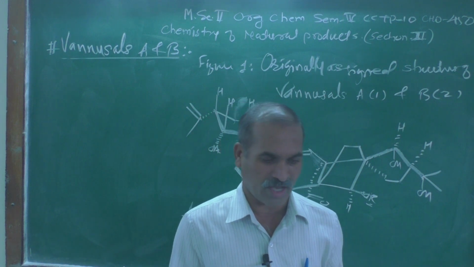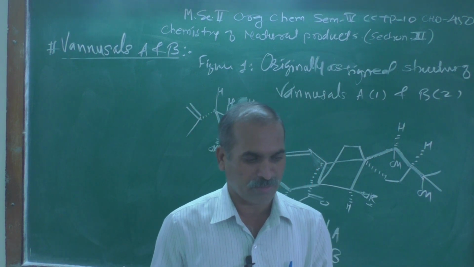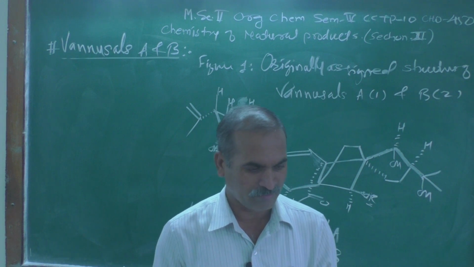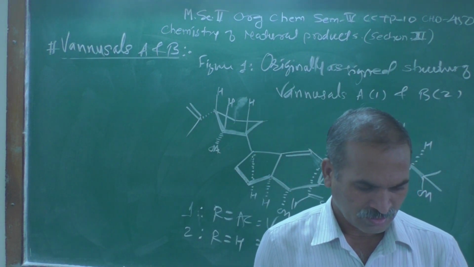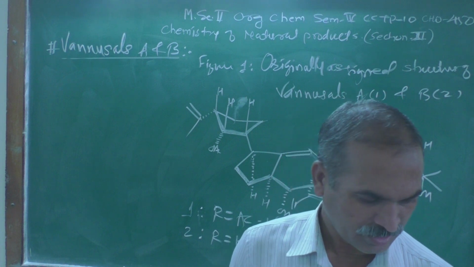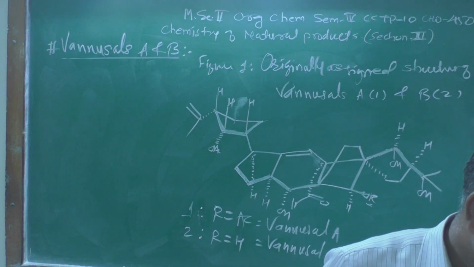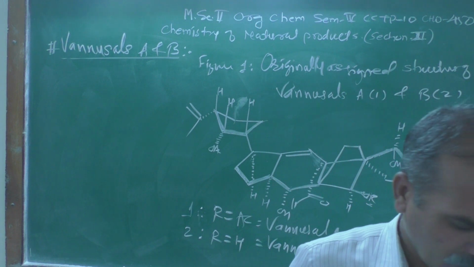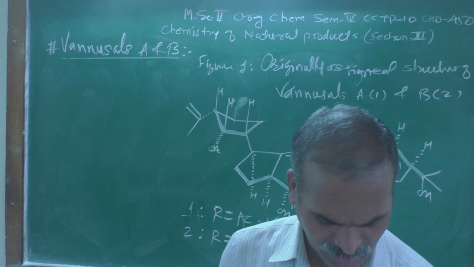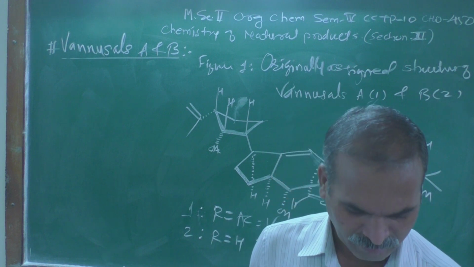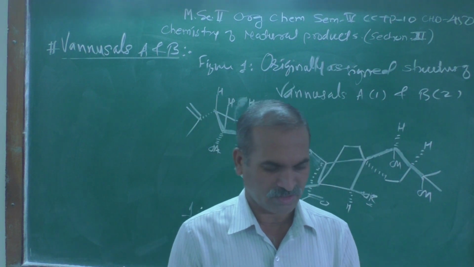As I already told you, this article is published in JACS. JACS means Journal of the American Chemical Society, in 2010, as I already told you, along with the page numbers, volume number, all these things.